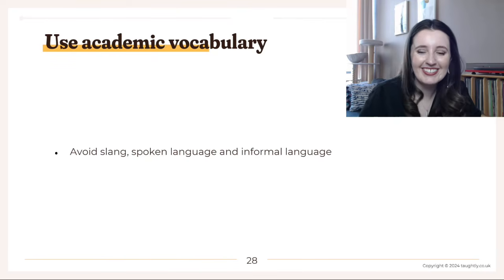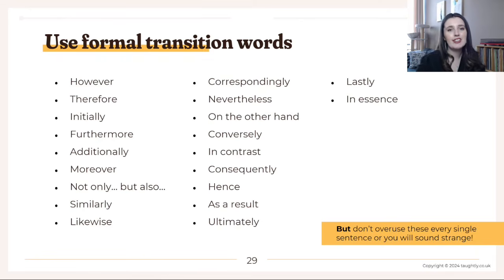Don't do it. You can also use some formal transition phrases to link in between your ideas and paragraphs, such as however, therefore, initially, furthermore, additionally, moreover, not only, but also, similarly, likewise, correspondingly, nevertheless, on the other hand, conversely, in contrast, consequently, hence, as a result, ultimately, lastly, in essence.